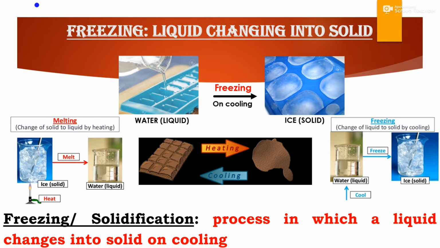So melting occurs when we heat. By heating, ice or solid changes into liquid, and melting occurs. And by cooling, the opposite of melting, that is freezing or solidification, occurs, in which liquid changes into solid.